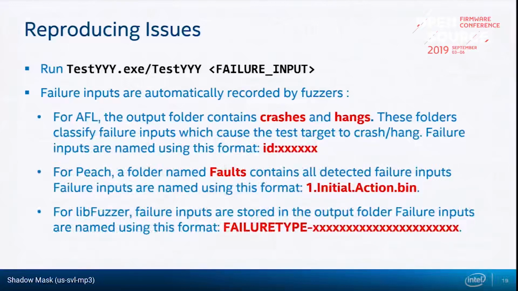So that allows you to classify different types of inputs, and then inputs have an ID format. Peach Fuzz just has a folder called faults, and any of your detected failure inputs come as some kind of initial action, and they'll be sequentially numbered. And then libFuzzer has an output folder for failure inputs. And again, what you're trying to isolate is this is the input that caused your code to go bad. And then you can go in and see why there's not a validation check for that.